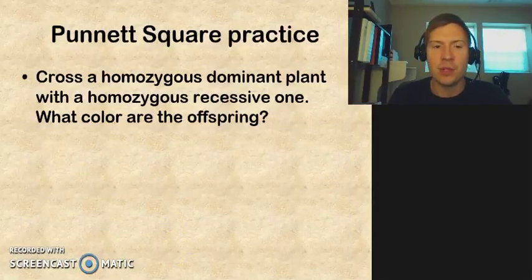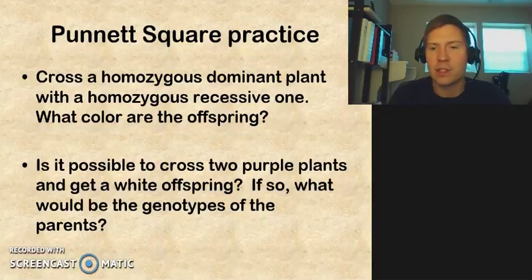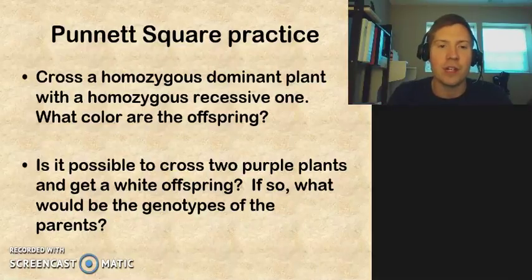Alright, if you would like to look at some Punnett square practice, try these 2 problems on your own, and you can ask questions in class. Hope you enjoyed that.